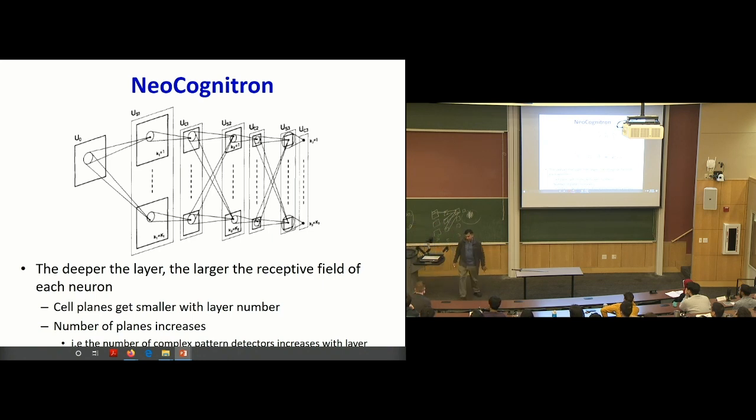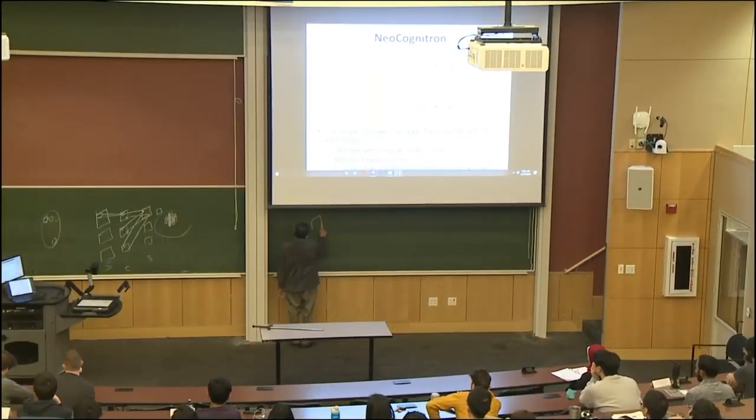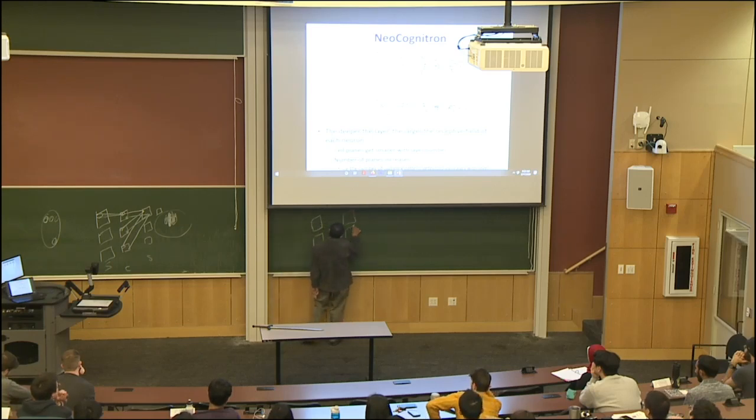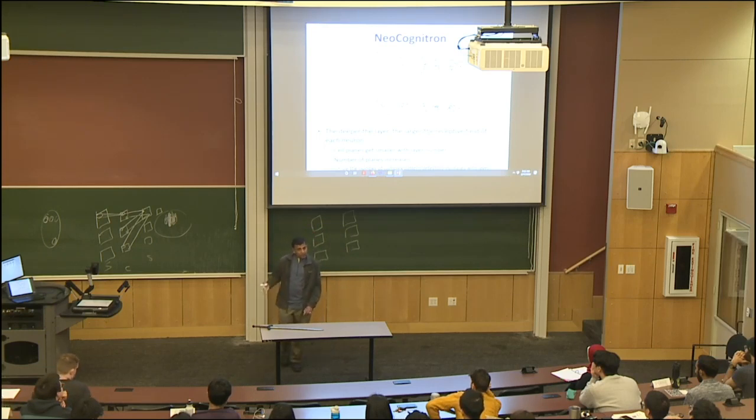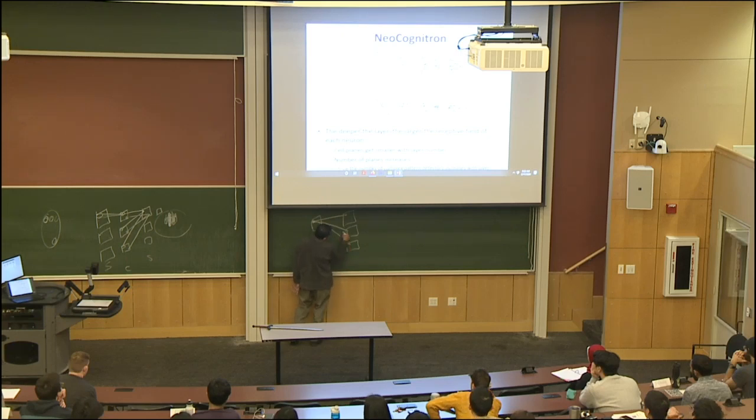I'm always missing things. Okay, let's draw this here. Let's say I have a collection of C-planes in the previous layer, and I'm trying to compose, learning the responses for the S-planes in the subsequent layer. Now consider the output of any one C-plane over here. This is going to be contributing to the outputs of every S-plane in the subsequent layer, right?